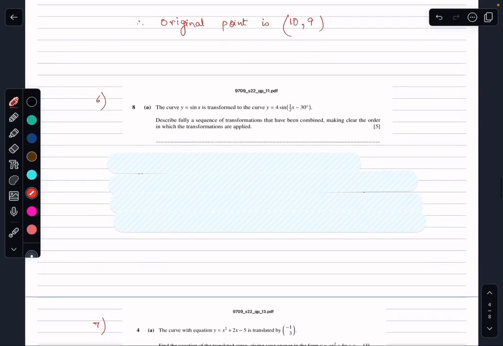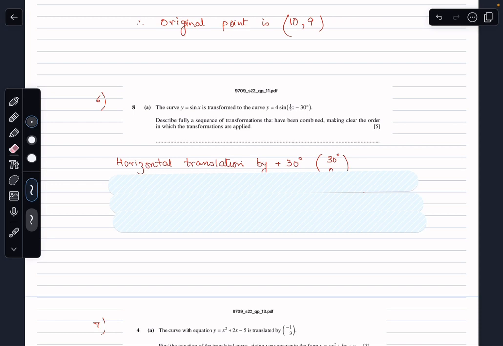So next question, and this is the question taken from summer 2022 variant 1, and the question says the curve y equals sine x is transformed to the curve y equals 4 sine(1/2 x minus 30 degrees). There are 3 transformations that I can observe here. So describe fully a sequence of transformations that have been combined, making clear the order in which the transformations are applied. So number 1, we can see that within the function there is a -30.